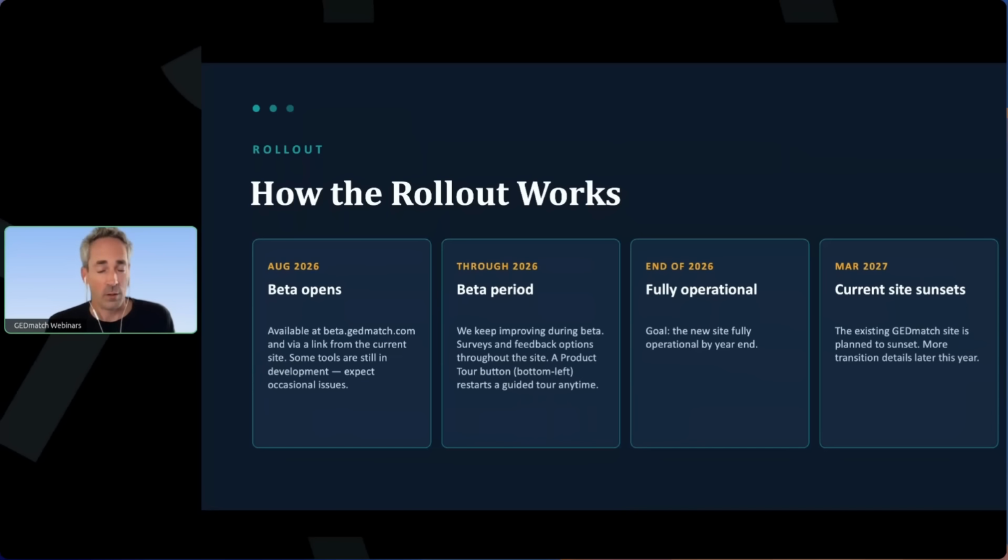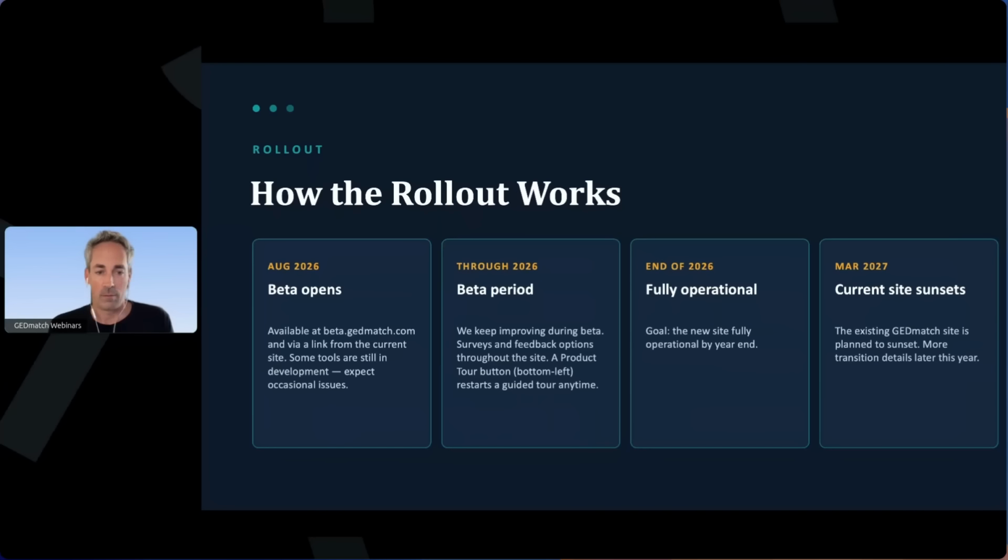So how the rollout's going to work, that's really what matters, right? You're like, Tom, I just saw this great new version. How do I get access to it? August is when what we're calling beta is going to open. So it's going to be available at beta.gedmatch.com. You can't access it right now. If you try to go there, you're just going to get an error. So I know some of you are going to type it in and try to log in. No, you can't get access. So that's when it's going to open up and open up for everyone.